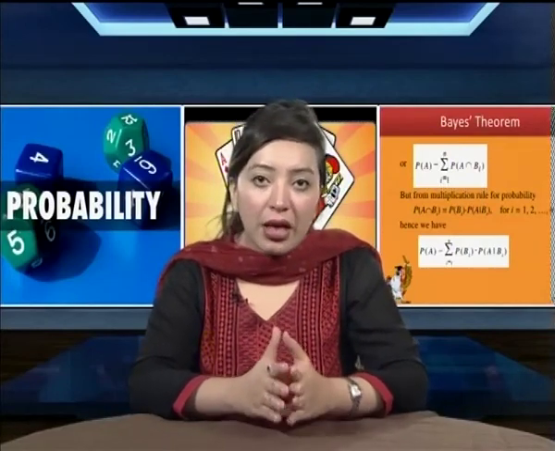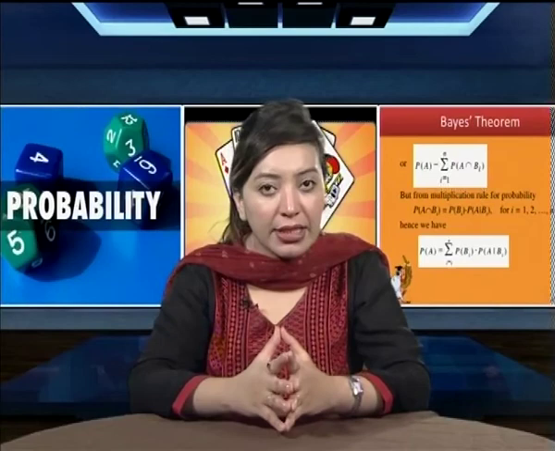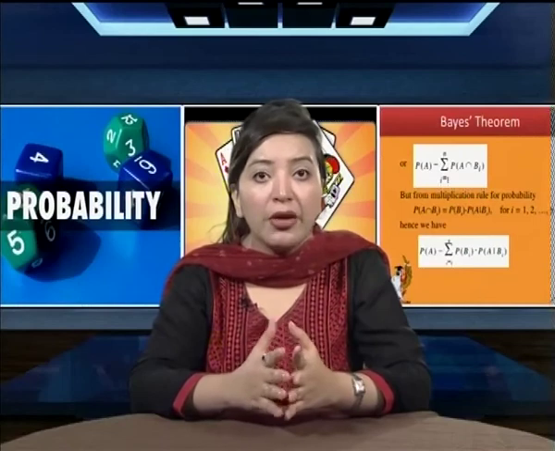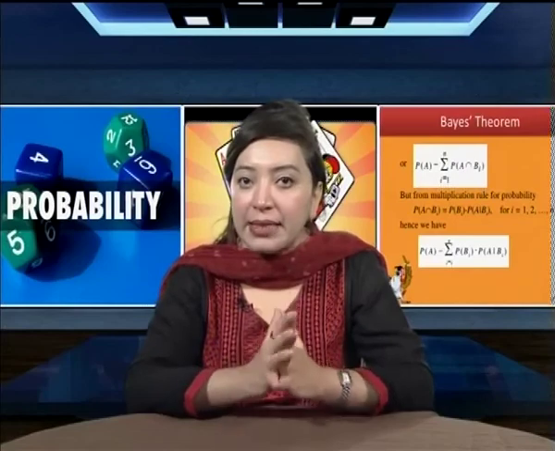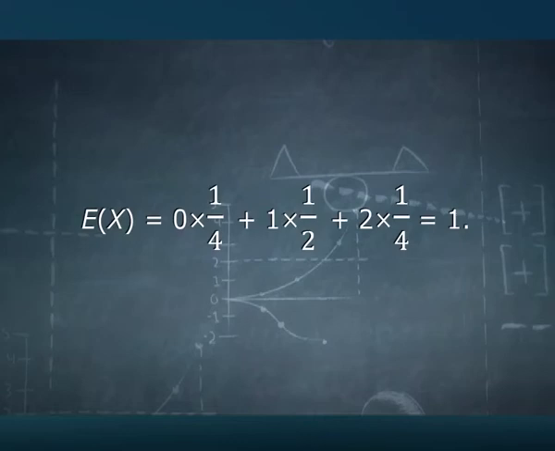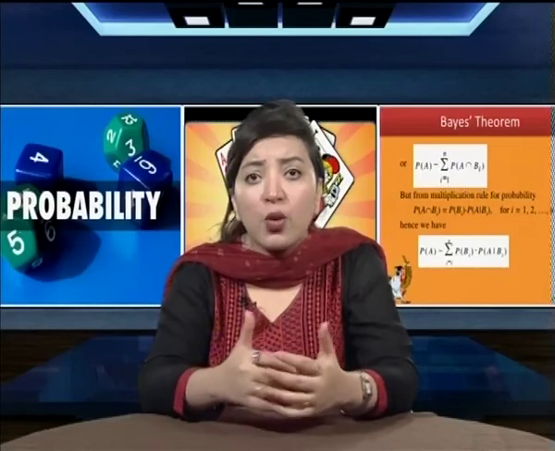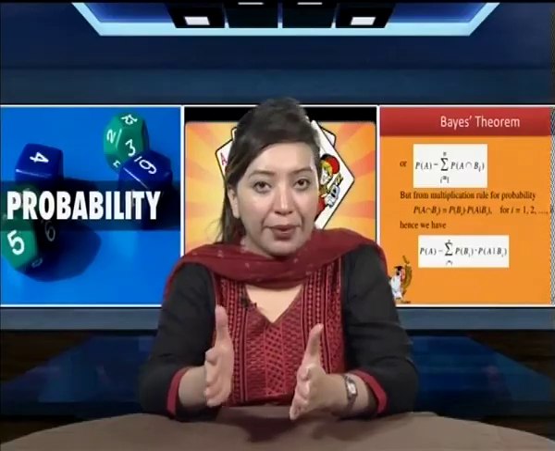For instance, if a coin is tossed 2 times and capital X denotes the number of heads, then X is a random variable which can assume values 0, 1 and 2 with associated probabilities 1 by 4, 1 by 2 and 1 by 4. Thus, the mean of the random variable X will be given as expected value of X equals 0 times 1 by 4 plus 1 times 1 by 2 plus 2 times 1 by 4, which is equal to 1. This means that if we toss the coin many times, the average number of heads per toss would be 1.